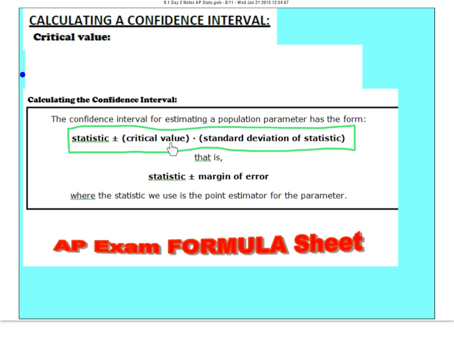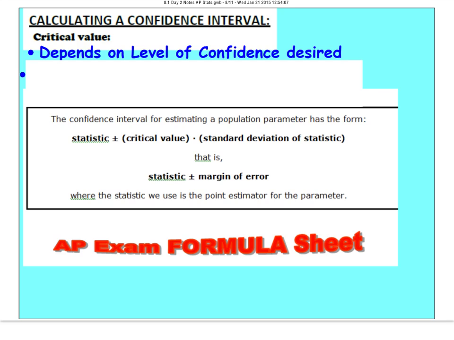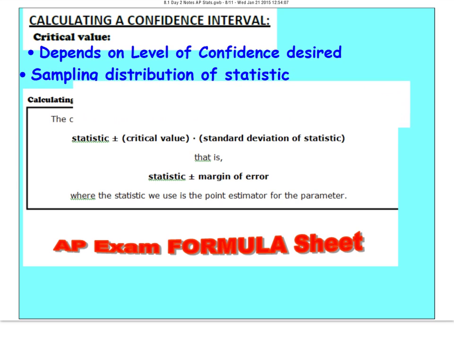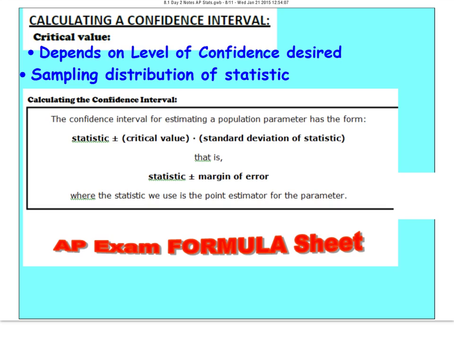This critical value, we're going to have to use our ability from Chapter 2 with normal curves to compute. What the critical value is depends on the level of confidence desired. Do we want to be 95% confident or 99%? It changes with the level we choose. The critical value will also be computed based on using the sampling distribution of the statistic that we are analyzing. So let's go ahead and look at how to do this.